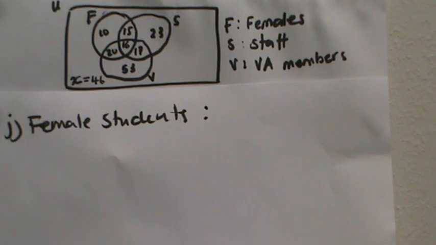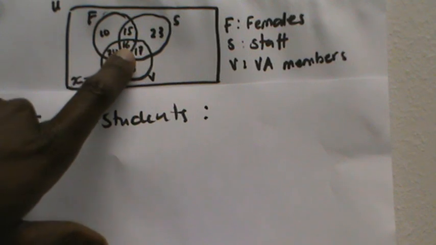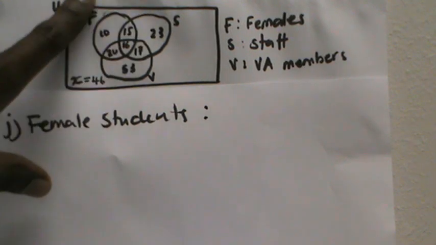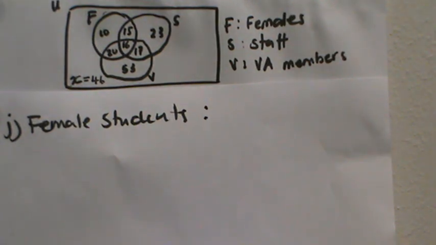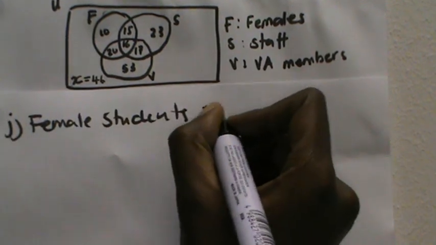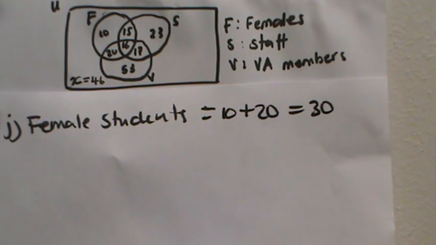Okay, so we look at all our females. These are the females, those are females, those are females, those are females. Why? Because they're inside the circle of females. Okay, but now we want female students, so they must not be staff members. It doesn't matter whether they're part of Virgin Active or not. So these 10 and 20. So this is 10 plus 20. This should be equal to 30.